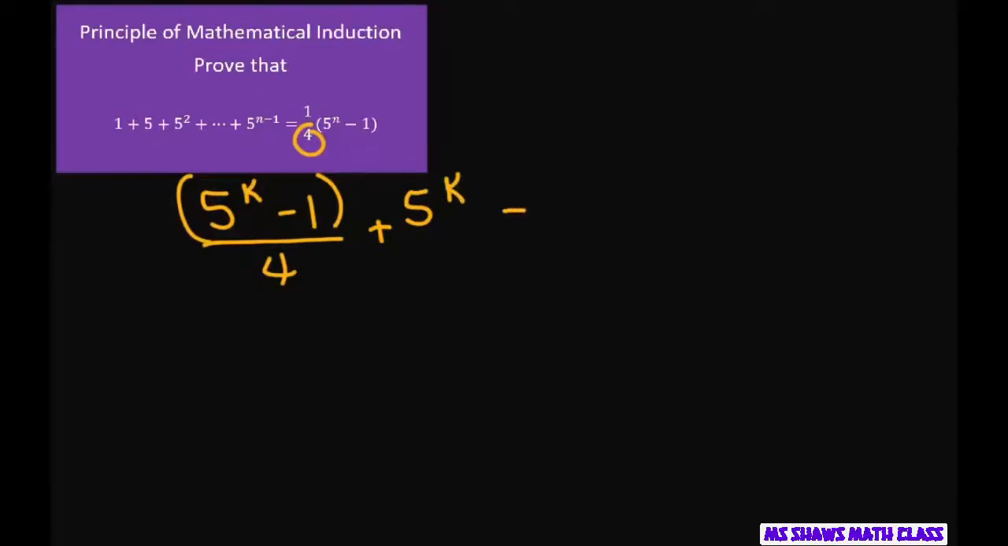So again, we have 5 to the little k minus 1 divided by 4. Instead of putting the 1/4 out, I'm going to put it under here. Plus 5 to the k should equal 1/4 times 5 to the k plus 1 minus 1. Now, we need a common denominator, so what I'm going to do is write this with 4. So if I put a 4 here, I have to put 1 here.